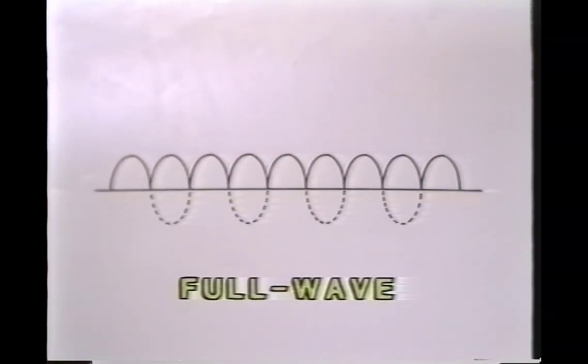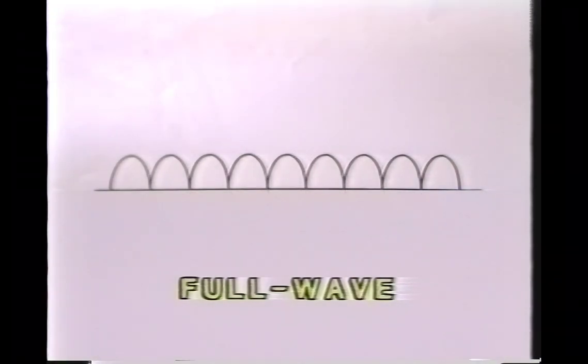Instead of simply cutting off the current when it's flowing the wrong direction, as we did with the half-wave power supply, it's now rerouted by the bridge rectifier and flipped up to the positive side. Now the dead area between pulses of current is filled up with an additional pulse of current. This makes the full-wave power supply much more efficient than a half-wave supply of the same voltage.